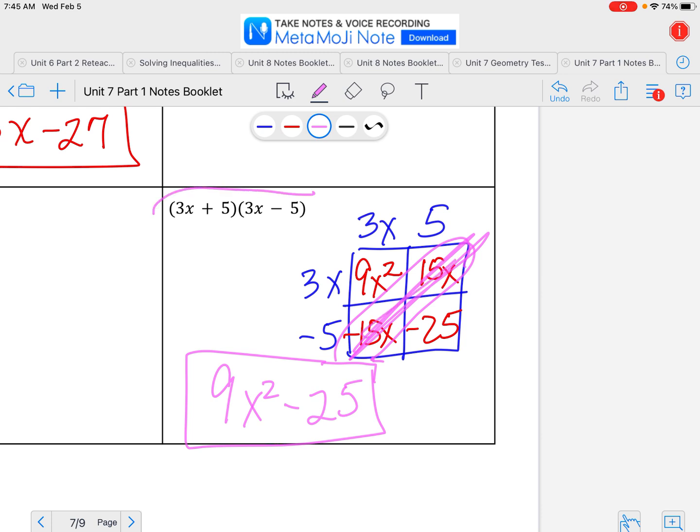So let's look at what was different about this. These were exactly the same binomial with one difference. One had a plus, one had a minus. That's what caused this to cancel.